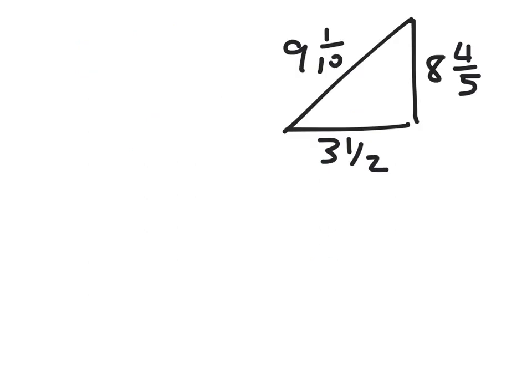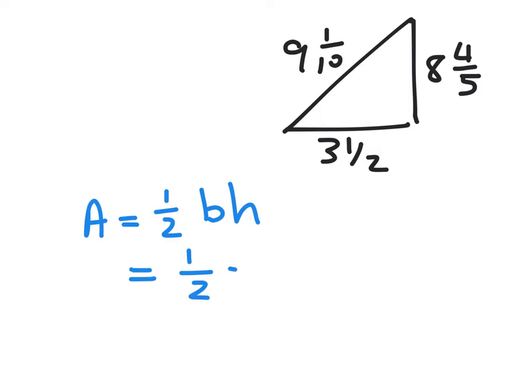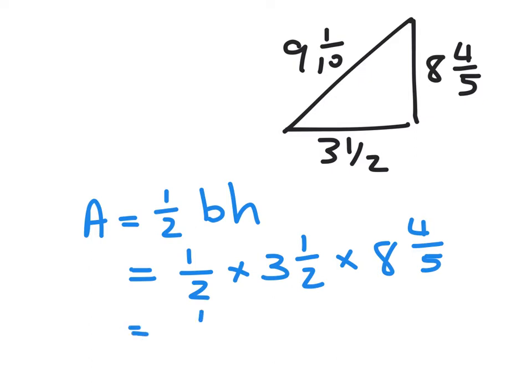Question 2, we've got to find the area and the perimeter. Now let's deal with the area first of all. The area of a triangle is half the base times the height. So for this example, that's going to be a half times, and the base is 3 1/2 times the height is 8 4/5.